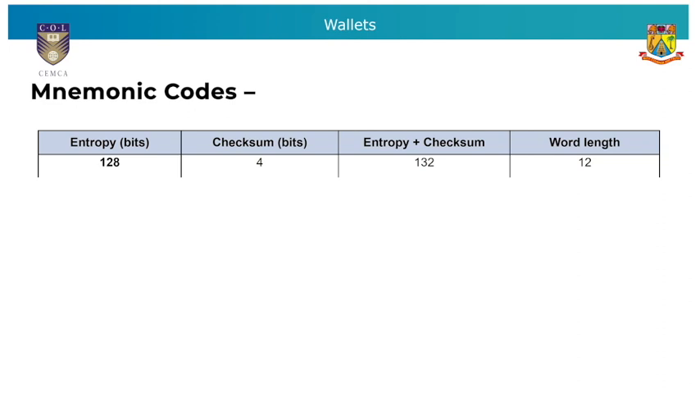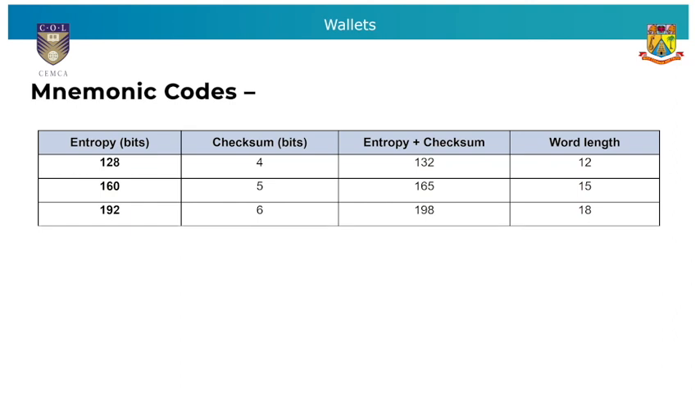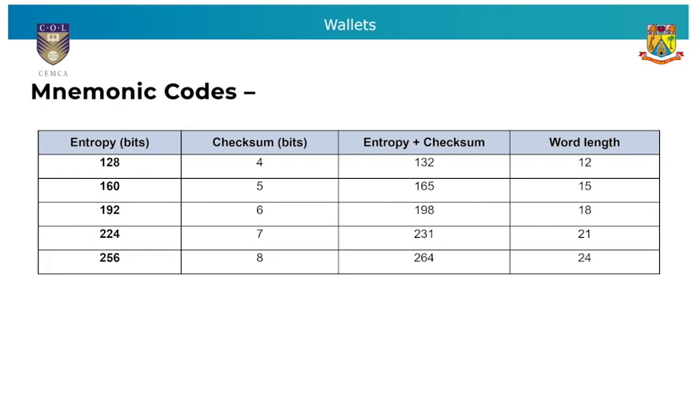Mnemonic codes are defined in Bitcoin Improvement Proposal 39, which is also known as BIP 0039, which is currently in draft status. It is not a standard yet. BIP 0039 defines the creation of a mnemonic code and seeds as follows. Create a random sequence (entropy) of 128 to 256 bits. Create a checksum of the random sequence by taking the first few bits of its SHA-256 hash.